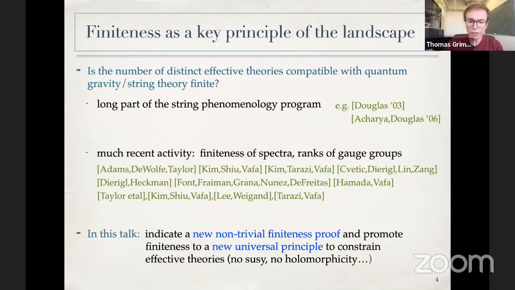So what is the aim in this talk? First of all, I want to indicate a new non-trivial finiteness proof. And for doing this, I will have to explain you some recent advances in flux compactifications. And then in the very last part, I will promote finiteness to a new universal principle to constrain effective theories. And I think the idea there is that, well, this is something which doesn't require supersymmetry, holomorphicity, and all these things. And I will try to introduce briefly a framework which allows you to maybe do that explicitly.